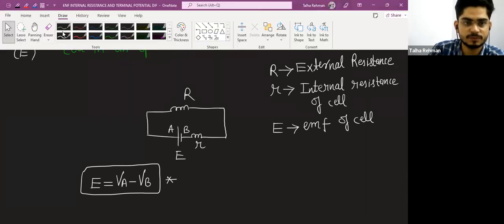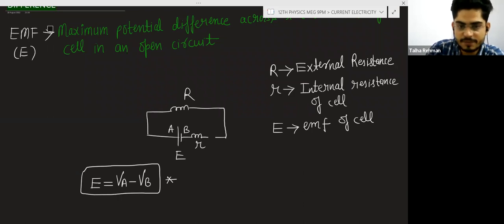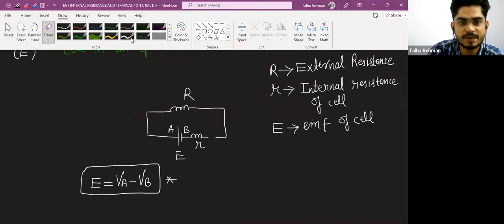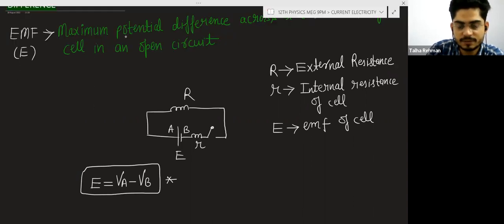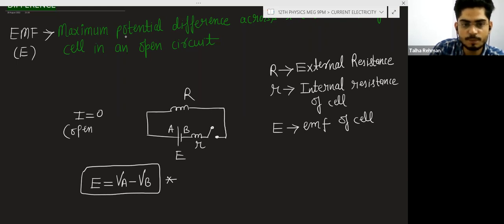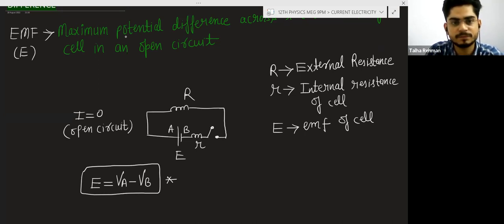And one thing. This will be EMF when I open this circuit. EMF is defined when the circuit is open. From this point, we have disconnected the wire and current in this circuit is equal to zero. And the current is zero, that is why this is known as an open circuit. So, this is the maximum potential difference. If you disconnect this wire, there will be no potential drop here. So that is why this potential difference is the maximum potential difference. So EMF is the maximum potential difference.